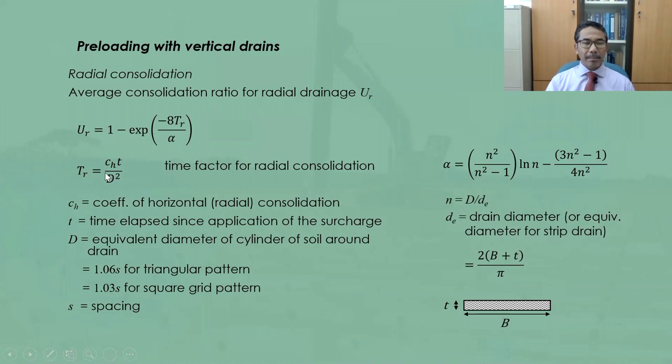Again, t here is the time after the application of preloading. C sub h here is the coefficient of radial consolidation. Normally, it's related to the coefficient of vertical consolidation, c sub v. D squared here, D is the equivalent diameter of the cylinder of soil around the drain. Depending upon the pattern of the vertical drains, the arrangement of the vertical drains, D equals 1.06 multiplied by S, that is for triangular pattern. I will show you what triangular pattern is later on. D equals 1.03 S for square grid pattern, where S here is the spacing between the drains.